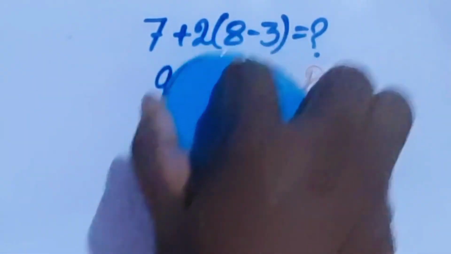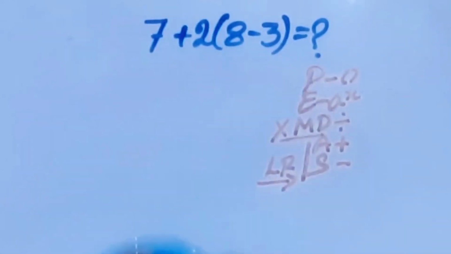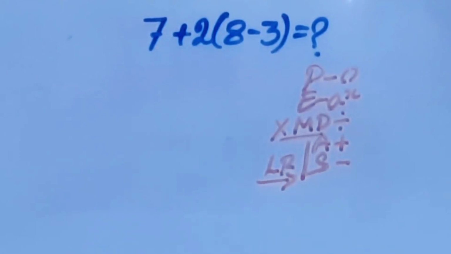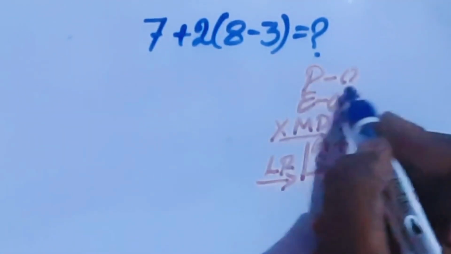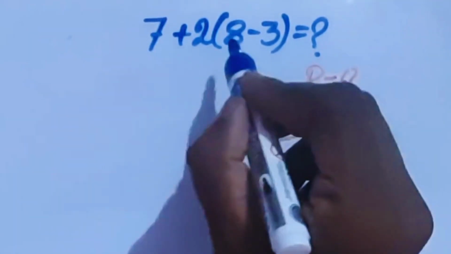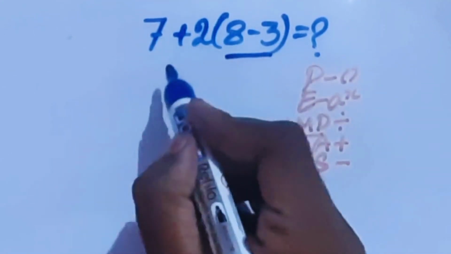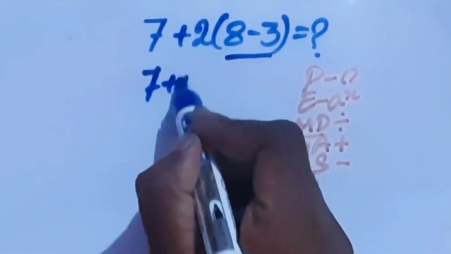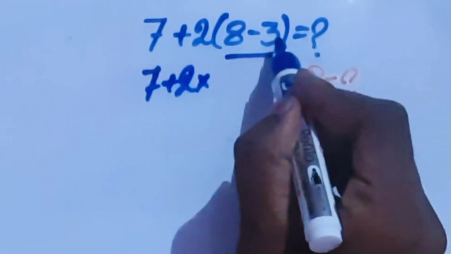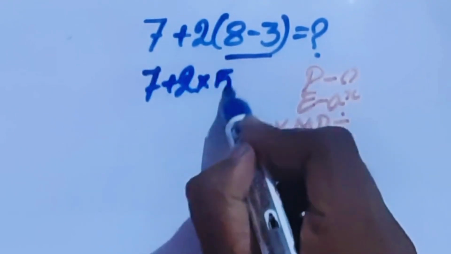Now we are going to solve this problem in the correct order by using this order of operations, PEMDAS. Here, as per PEMDAS, the bracket is higher priority. So we have to do this bracket before this operation. Here 7 plus 2 times, here 8 minus 3 is 5.